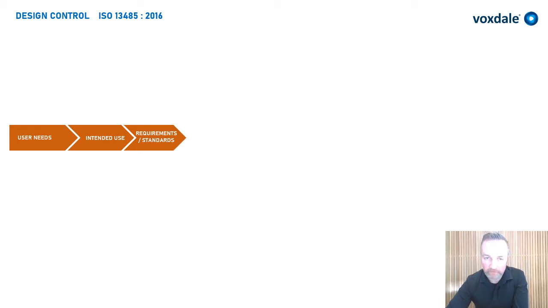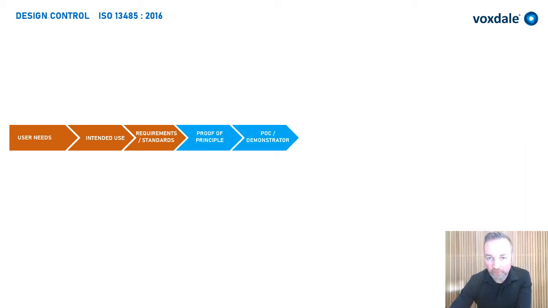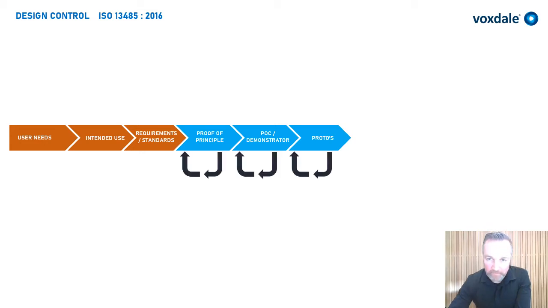And it's only after this when you can start working on your proof of principle, on your first conceptual designs, evolving to proof of concepts, or what we could call a demonstrator. And that could result in prototypes that can be verified. Of course, there will be a lot of changes, a lot of iterations, updates needed in this process. I will come back to this in a minute.